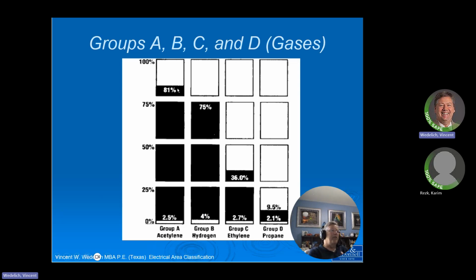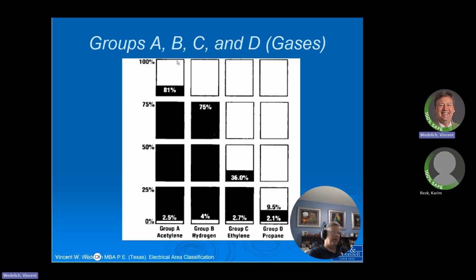So if you got 81% to 2.5%, that 2.5% is the lower explosive limit. If it's below 2.5%, actually it has to be 25% of that, it'll be general purpose. So in a Group A, if it's sitting here at 50%, it's not classified. Well, no, I'm sorry. If it's within this bubble, then it's classified. If it's above it, then it's not.